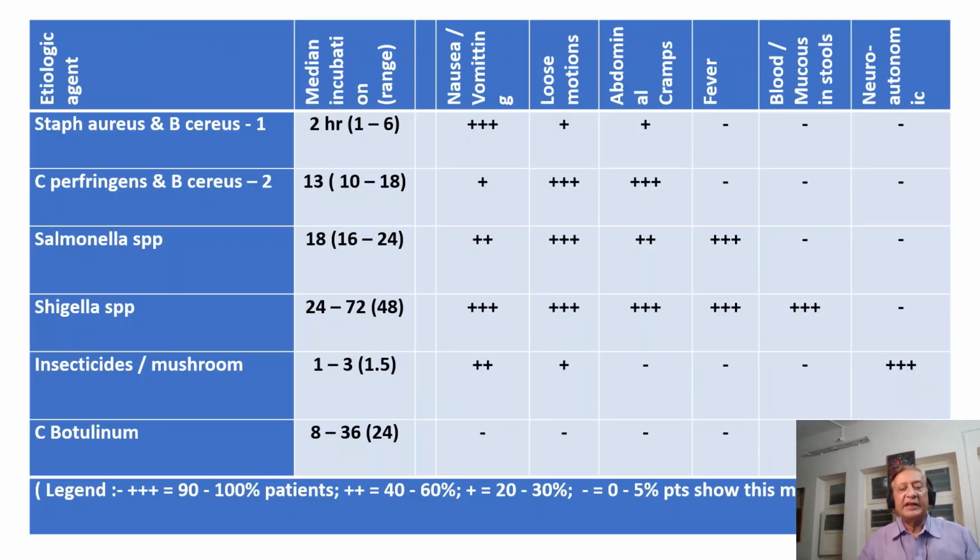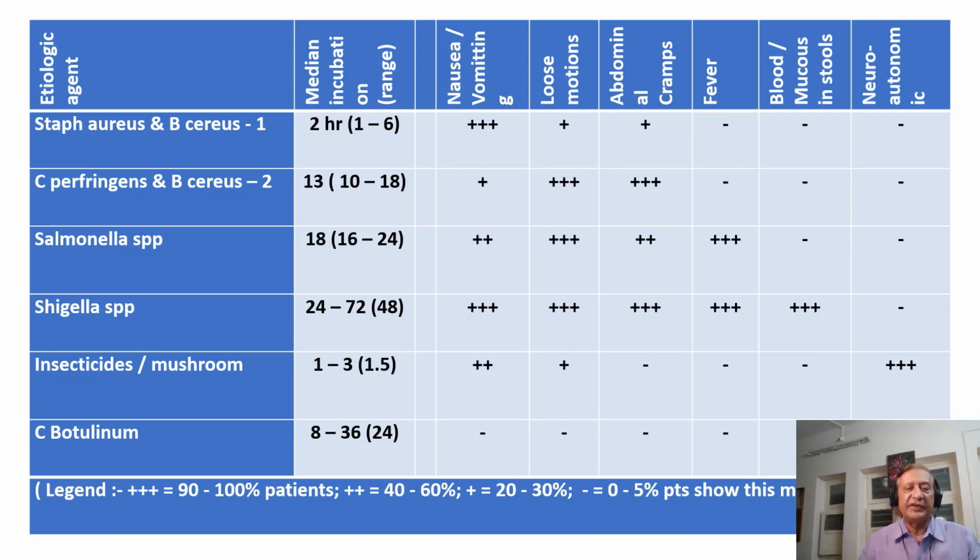This is the next revision site. To quickly sum up the important types of food poisoning: Staphylococcus aureus and Bacillus cereus type 1 both have a median incubation of 2 hours with a range of 1 to 6 hours. Nausea and vomiting, that is upper GI symptoms, are the main presentation.